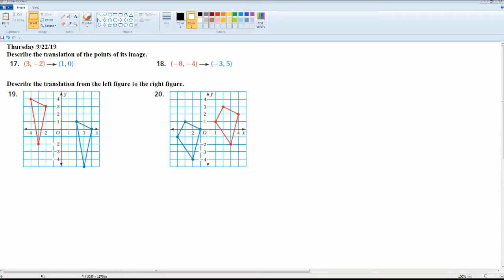Alright, this is Thursday, August 22. This is for week 3's homework. These are your homework solutions. For 17 and 18, it says to describe the translation of the points to the image.